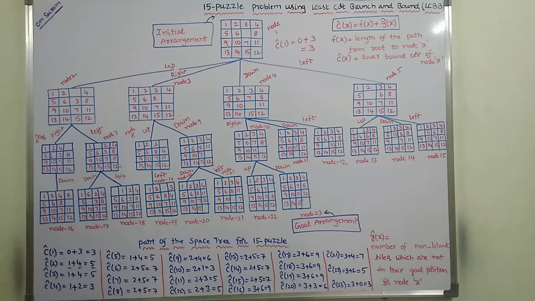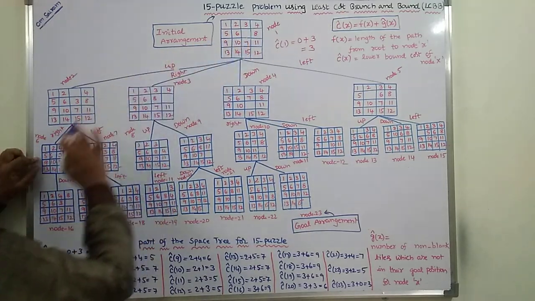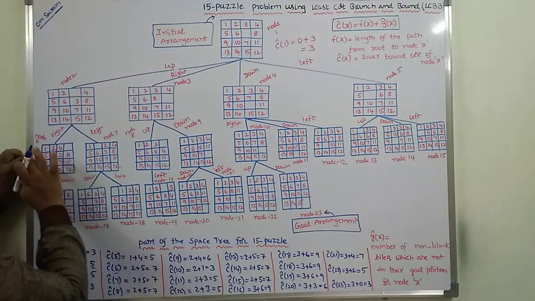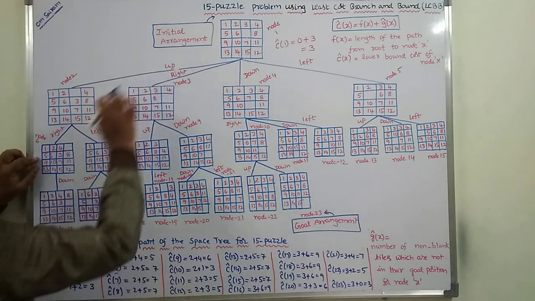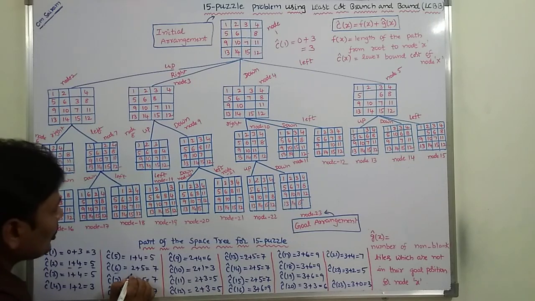Okay, so in this way we have to calculate all the lower bound values. Now consider node 6. How are we getting node 6? Node x, the length of the path from the root to this node: one edge and a second edge, so f of x is equal to 2.